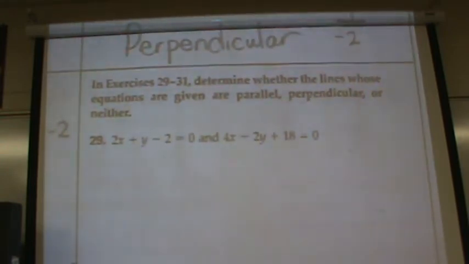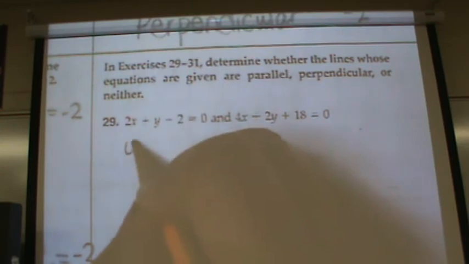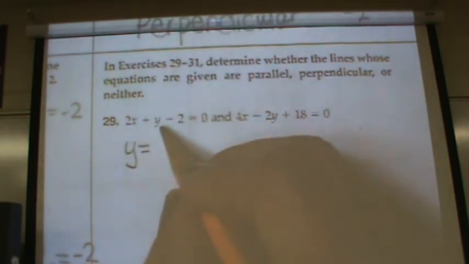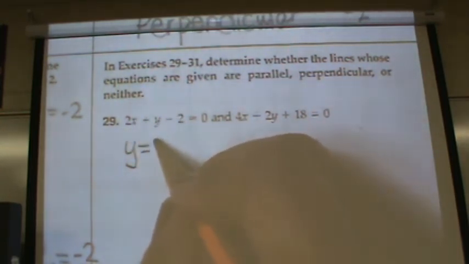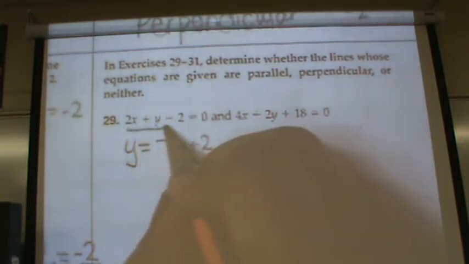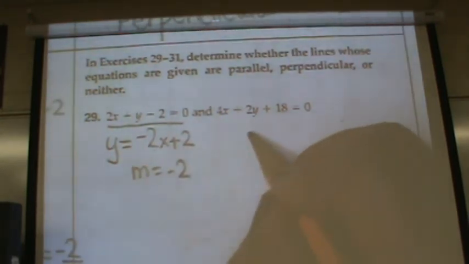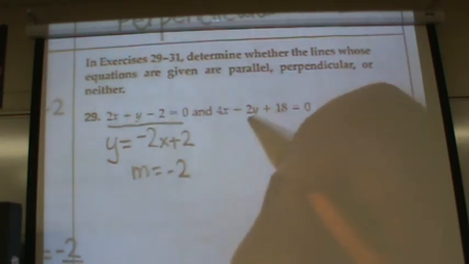This is the same type of problem, but instead of giving you 2 points, they give you two equations. So what you have to do is get both of these in what form? What form do you want to get 2x plus y minus 2 in? Slope intercept form. How do you get this in slope intercept? Bring that and this over. So what's the slope of the first line right here? It's -2. And how about this next one? I think it's a plus sign. It is. Okay.